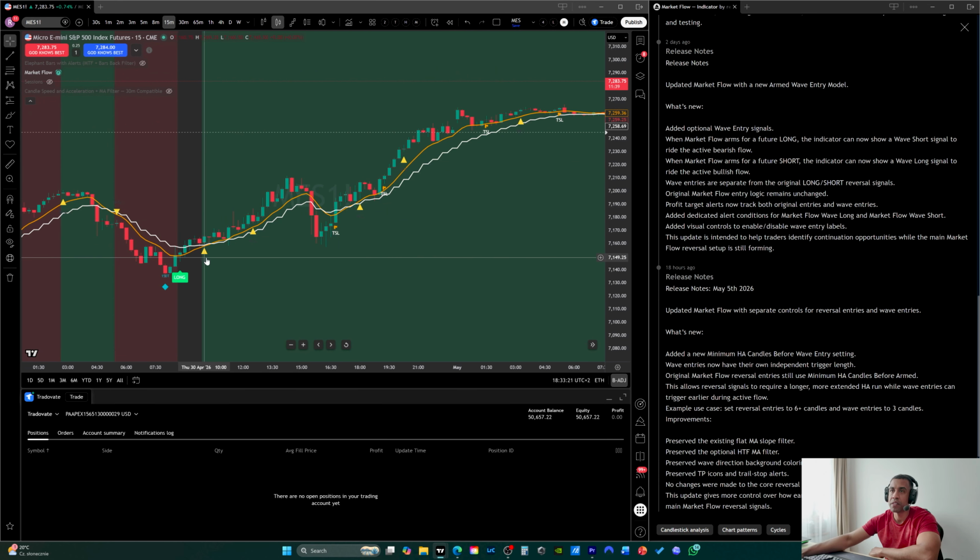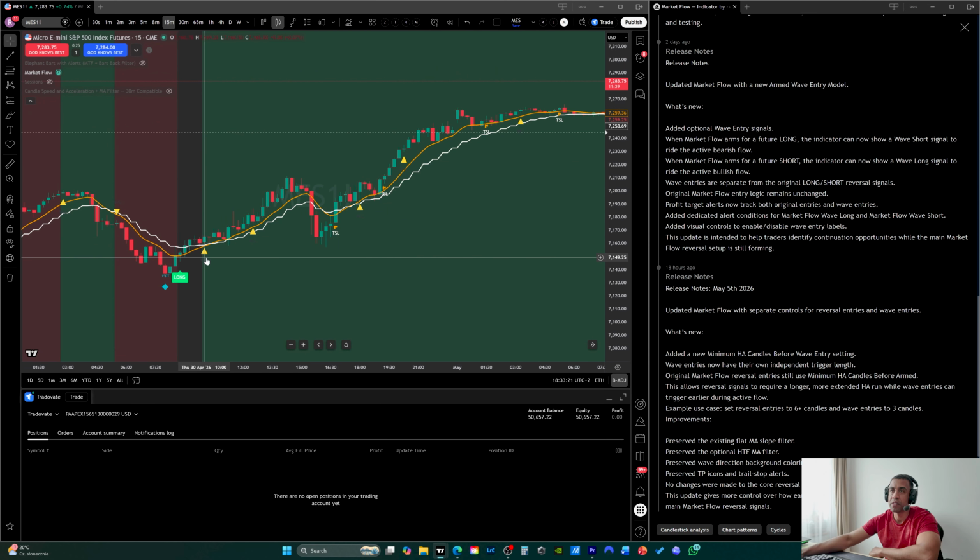What else? Same thing with the short side. The wave entries are separate from the original long and short. So the way it measures has different settings for it now. I can also set it so that for a reversal, it has to be on a really extended long or short ride, right? For it to then start looking for a qualifying reversal pattern. So that is that.